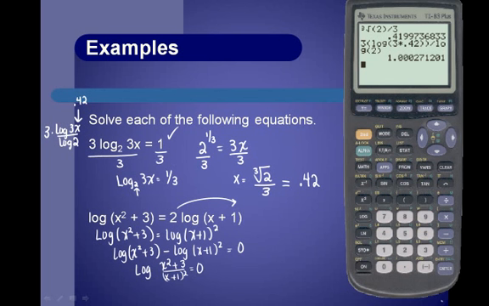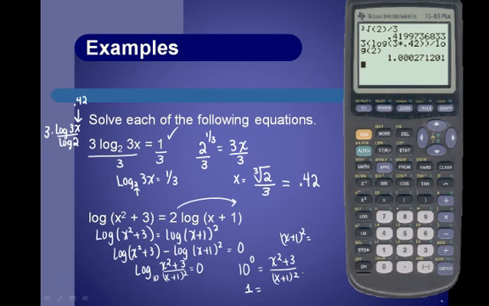So now what we've got is we need to write this as an exponential equation. Well, because the base is 10, that means 10 to the 0 power equals x squared plus 3 over x plus 1 squared. Well, 10 to the 0 power is 1, so that means we get 1 equals x squared plus 3 over x plus 1 squared.